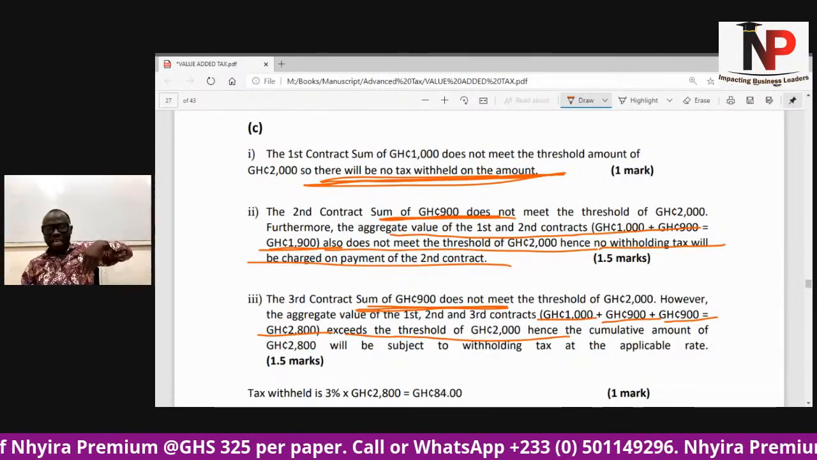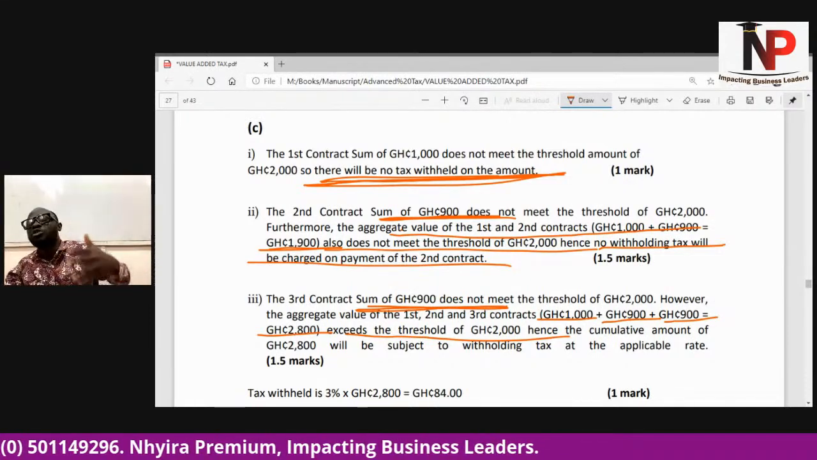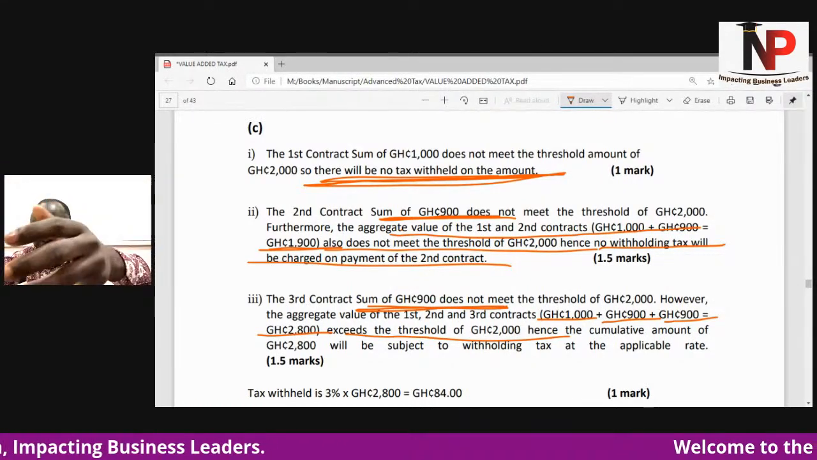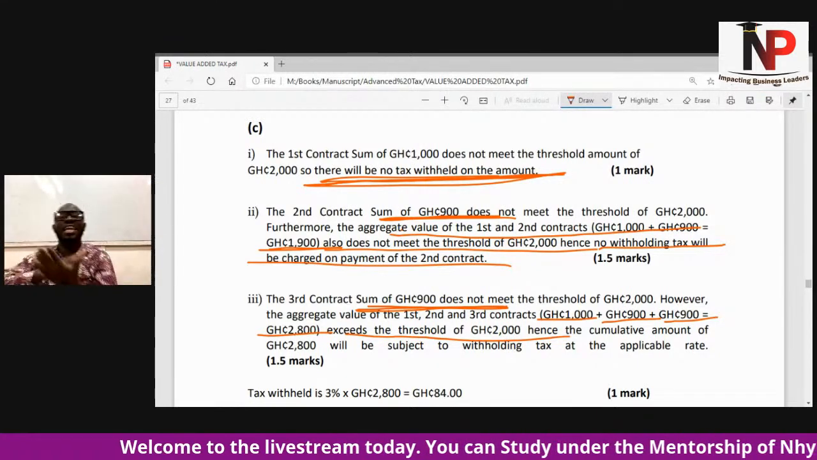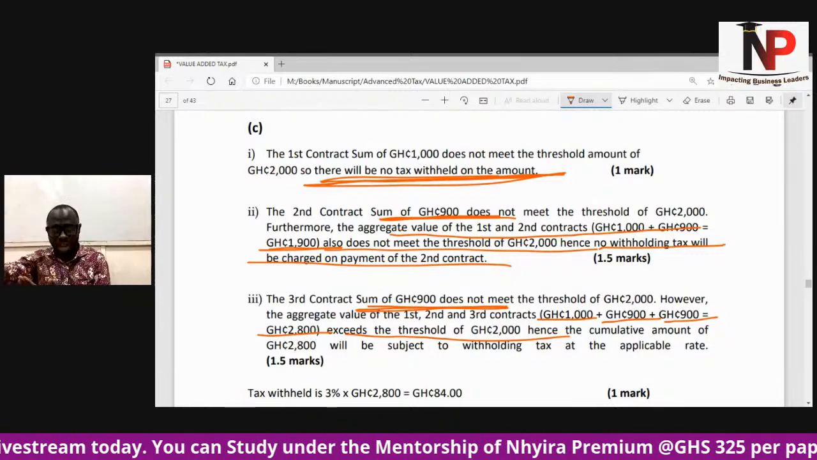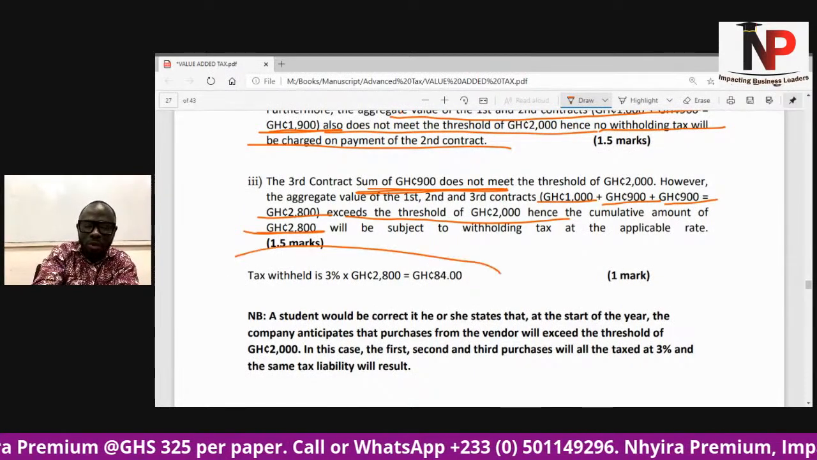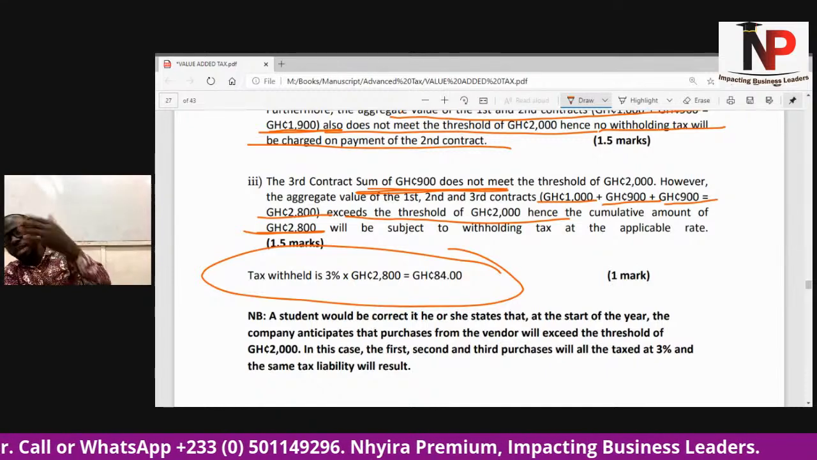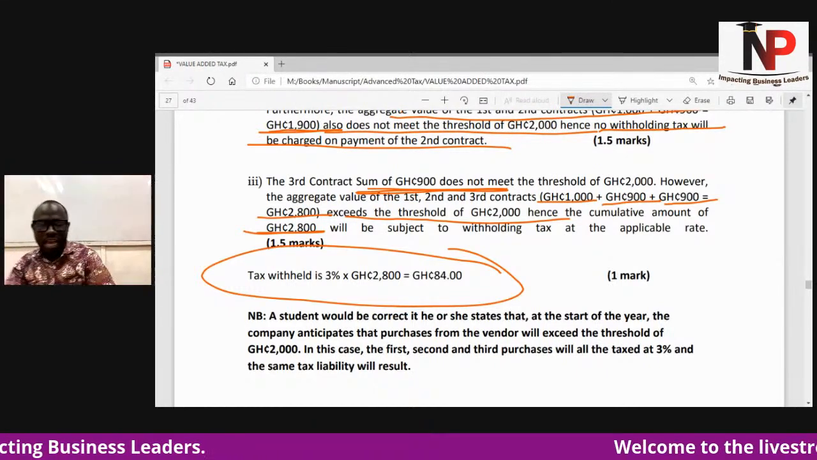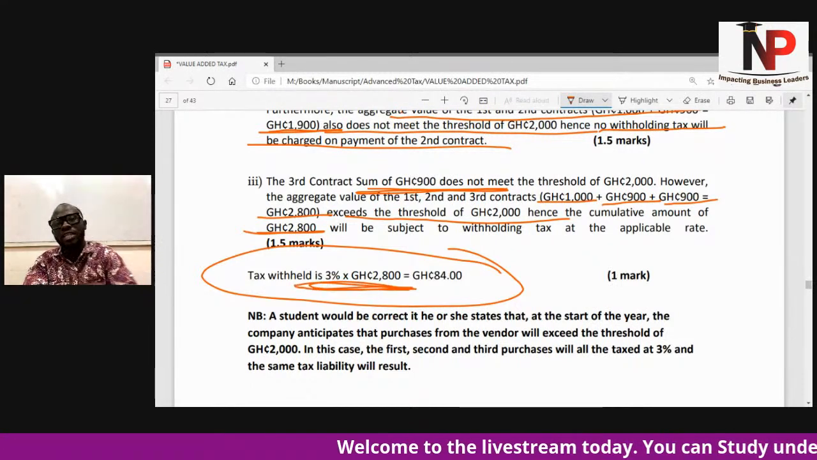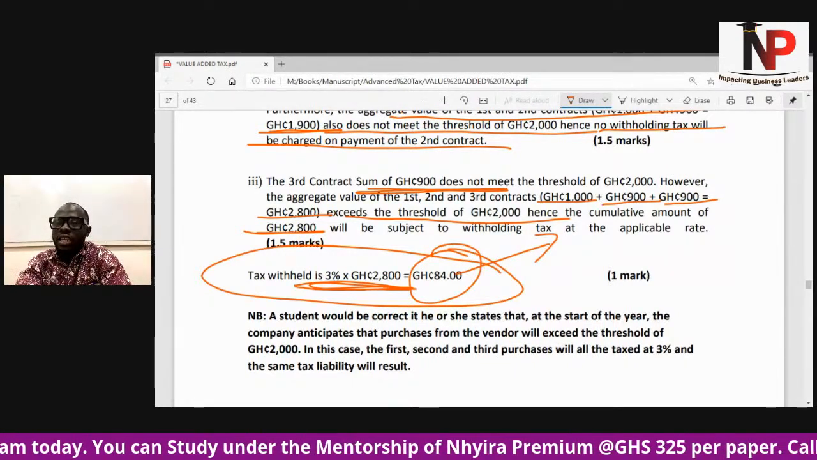So even though individually, within the same year of assessment, each of these contracts is below the 2,000 threshold and you are not supposed to withhold tax on it, the Ghana Water Company cannot withhold tax on it. When we add the three together, it is 2,800 and it now exceeds the threshold. For that reason, now we can withhold tax on that 2,800 using the applicable rate. This plays 3% because it is goods, or wealth in that case. And that is 3% of the cumulative amount, the 2,800. And you pay a tax of 84. That is the thing you need to understand there.